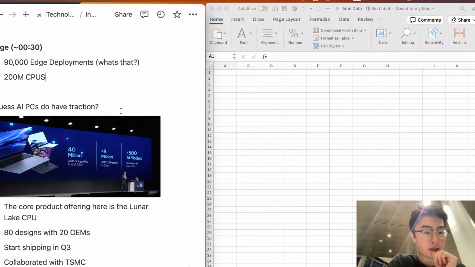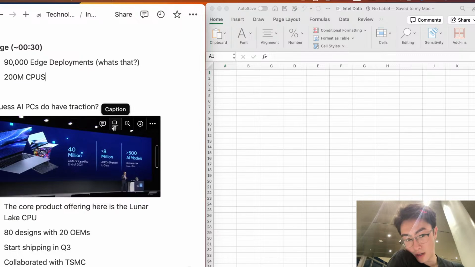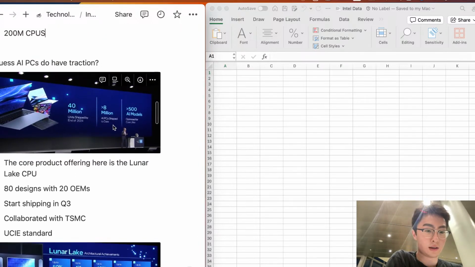Edge deployments. Yeah, not entirely sure what this means. Do they have data centers close by? Not entirely sure.